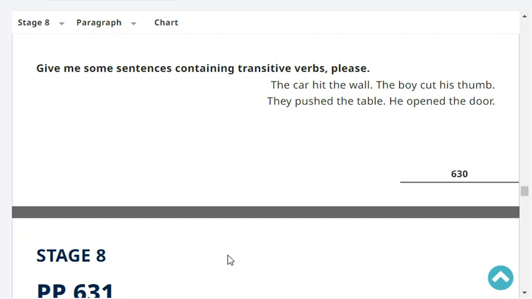The boy cut his thumb. They pushed the table. He opened the door.